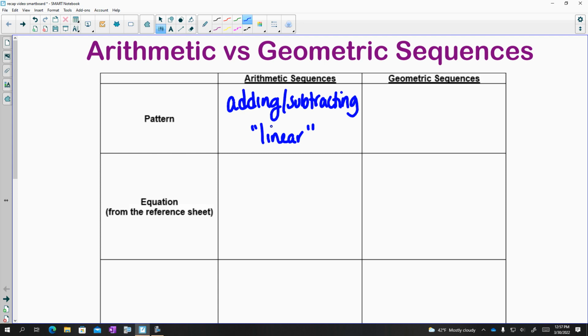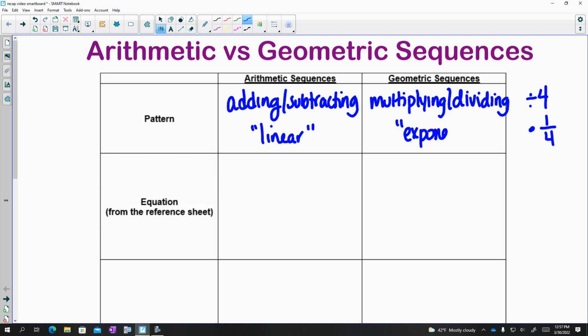For geometric, it is going to be multiplying or dividing. Remember that when we are dividing, for example, if I'm dividing by 4, that's the same thing as multiplying by 1/4. And when we're talking about geometric sequences, we want to steer towards the multiplication only because of the formula. But any division can be turned into a multiplication. And in terms of functions, these follow an exponential pattern and model an exponential function.